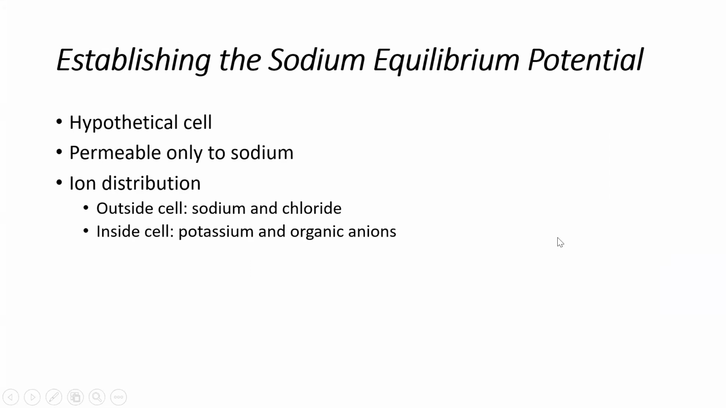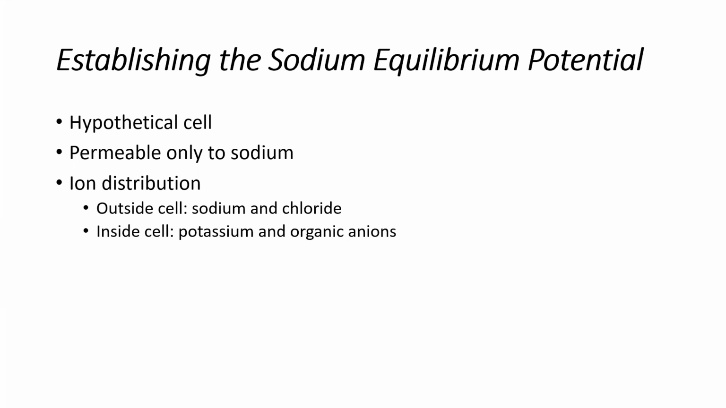So that was potassium's movement, kind of the first half of things. Let's talk about sodium's movement. And again, we're going to consider a hypothetical cell because we know our cells are not actually set up like this, right? There's more than one movement, more than one ion moving across our cell, but this second hypothetical cell is only permeable to sodium.